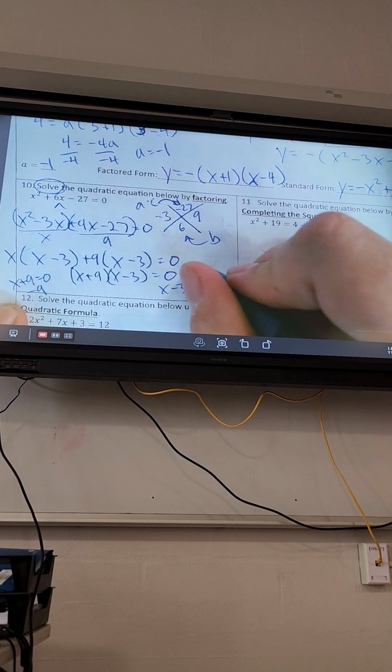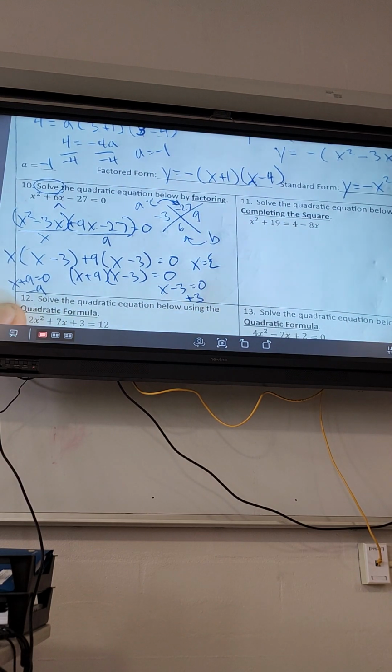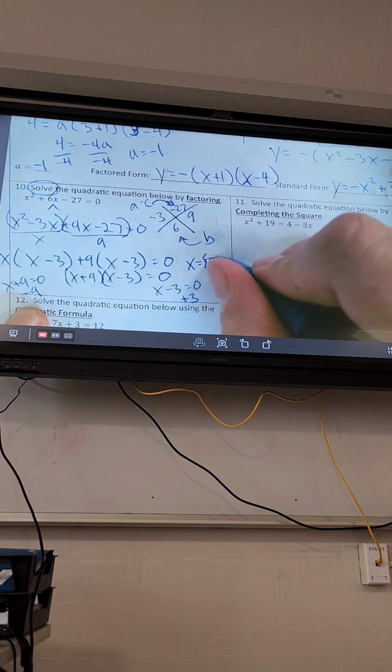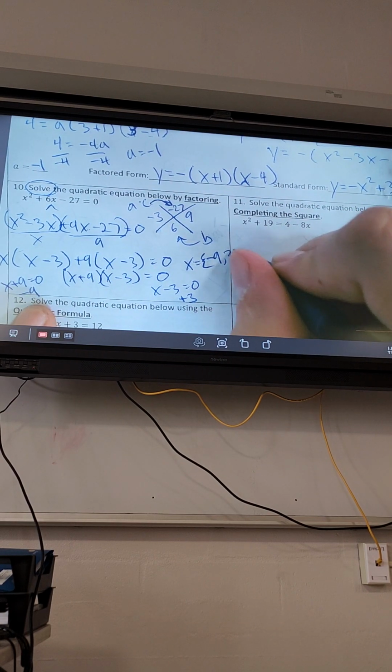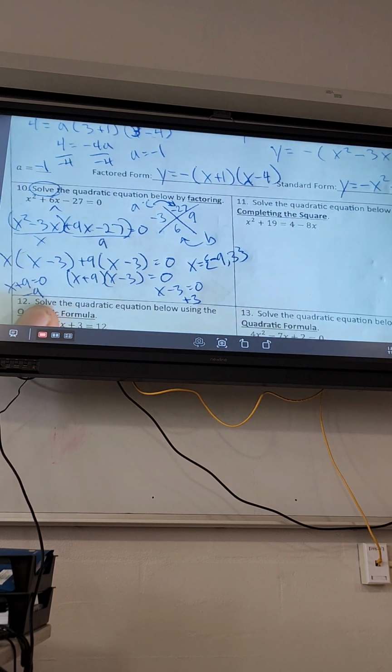So you can clearly see your answer is x equals, inside curly brackets, remember to do the negative one first or the least number first. And that is your answer, negative 9, comma 3.